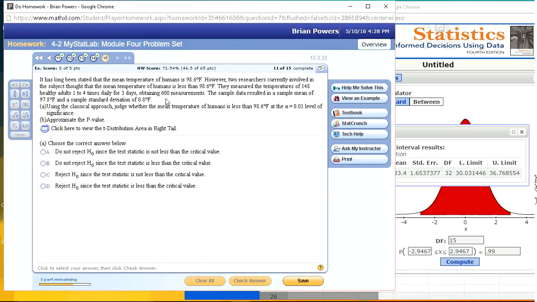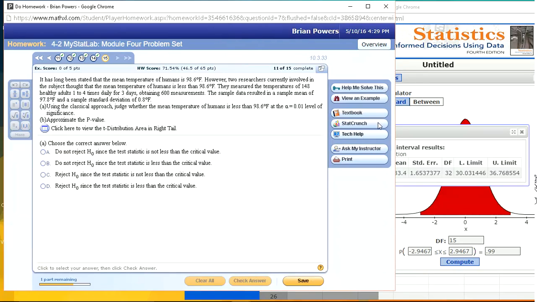All right. Okay, so let's see. It's been long stated that the mean temperature of humans is 98.6 degrees Fahrenheit. However, 2 researchers currently involved in the subject thought that the mean temperature of humans is less than 98.6. They measured the temperature of 148 healthy adults 1 to 4 times daily for 3 days, obtaining 600 measurements. The sample data resulted in a sample mean and sample standard deviation. Using the classical approach, test whether the mean temperature is less.